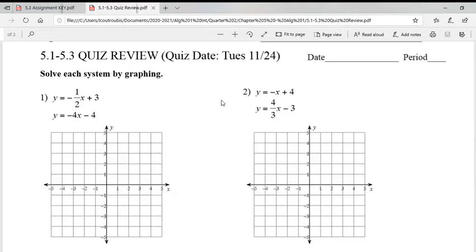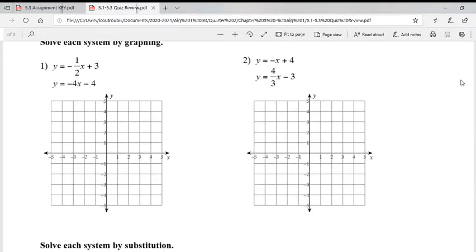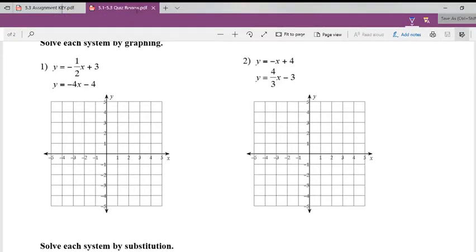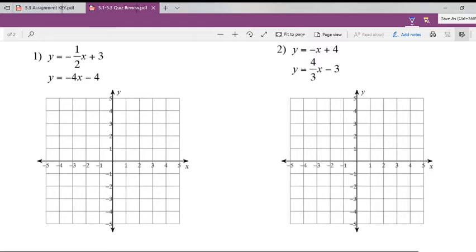Solve each system by graphing. When we solve by graphing, remember, you just graph the two lines and you see where they intersect, and where they intersect is our answer. So that is what we are going to do here. We are going to graph these two lines and see where they intersect.